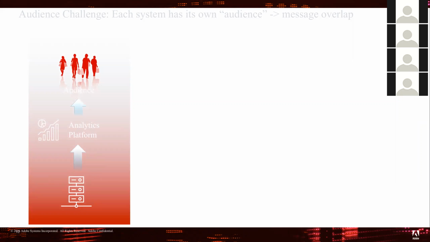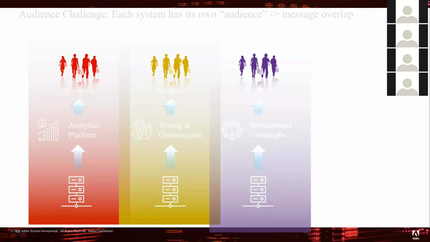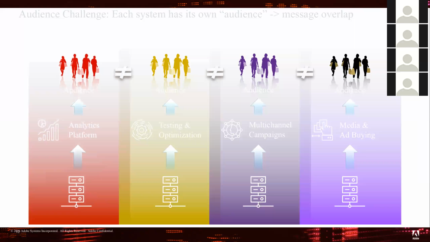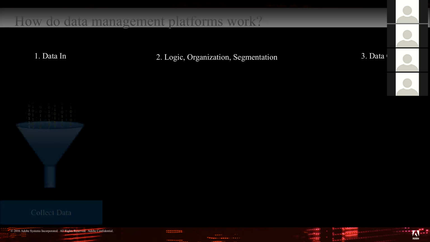We might have an analysis platform that's getting us audience data based on on-site behavior. Might have a testing platform that's getting us data on how customers are interacting with our tests. We might have a campaign management platform. Might also have a DMP that's being used to buy media. The problem is these audiences are not the same across platforms, not the same across the systems, not the same for customers to use. So what did we do to solve all those problems? Well, we created Audience Manager. So how does it work? Well, data comes in, we apply logic and segmentation, and then data goes out.